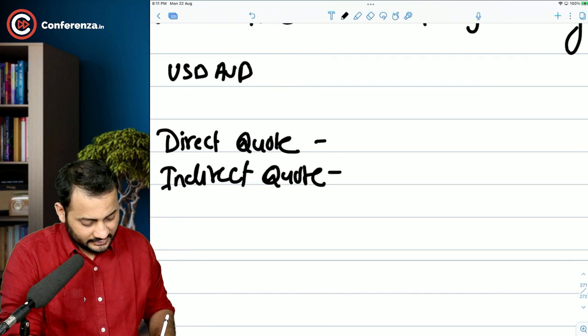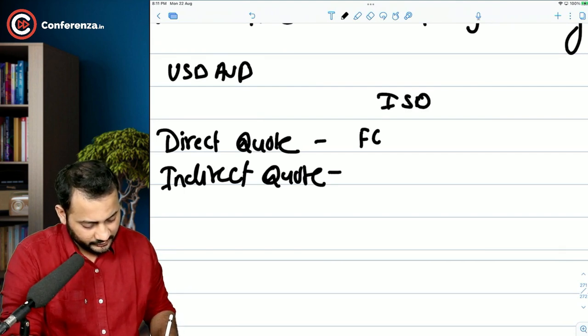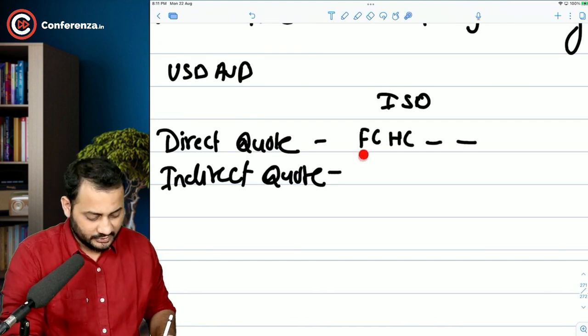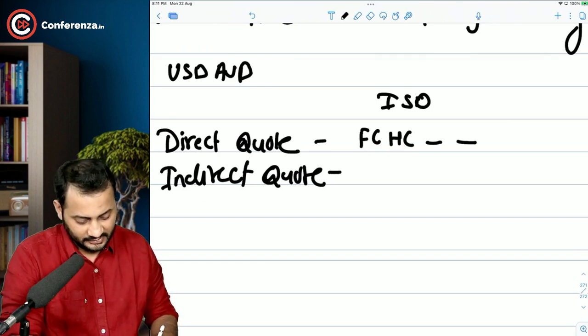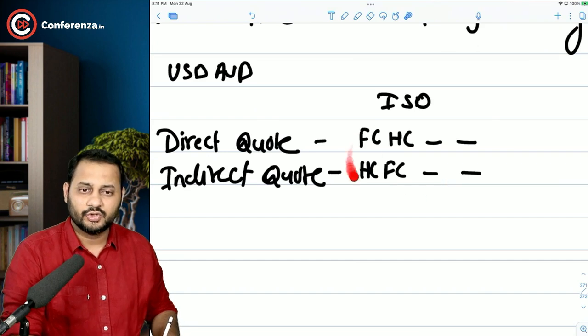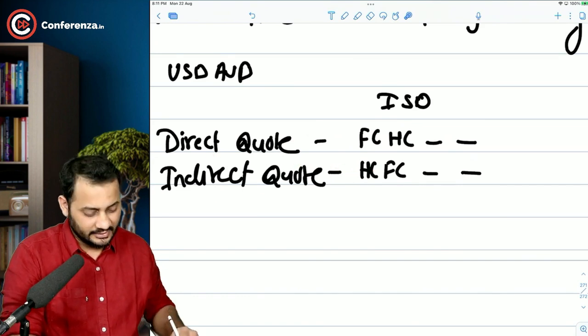So direct quote is nothing but, if it is in terms of foreign currency, if the quotation is in ISO form, it will be foreign currency by home currency and then these prices. So the first currency will be foreign currency, the second currency will be home currency in this case. And if the quotation is indirect, we will call it home currency by foreign currency and the rates will be given like this. So if this is the format, then it will be called a direct quote, and if this is the format, it will be called an indirect quote.